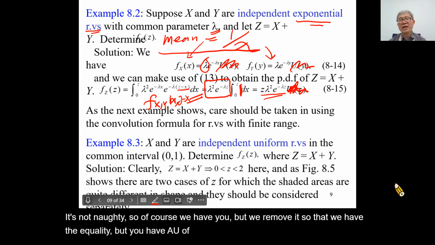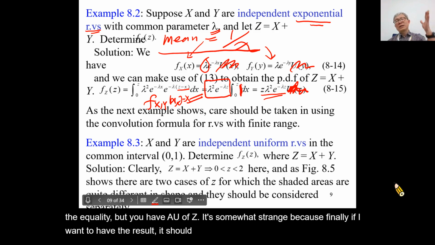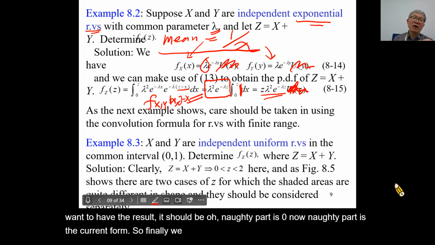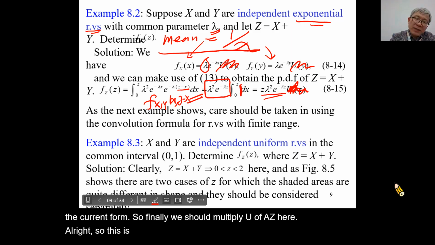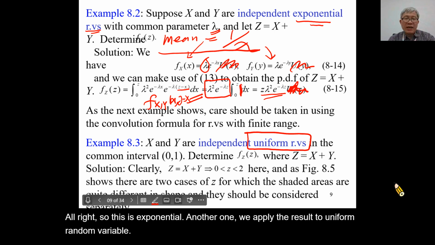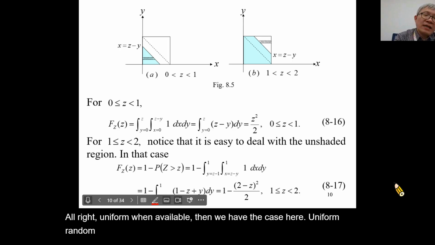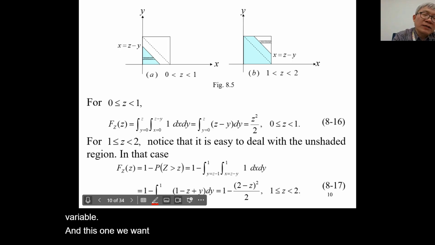It's somewhat strange because finally, if we want to have the result, the negative part should be 0. Now the negative part is the current form. So finally, we should multiply by u of z here. So this is exponential. And the last one, we apply the result to uniform random variables. Then we have the case here, uniform random variables, and this one we want to derive from scratch.